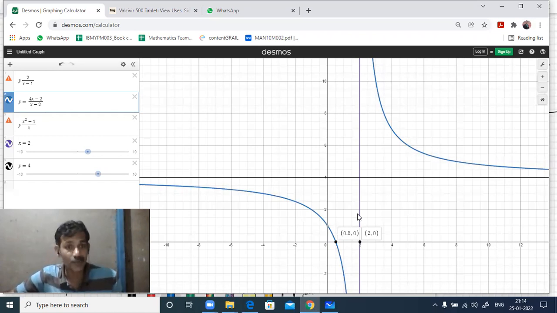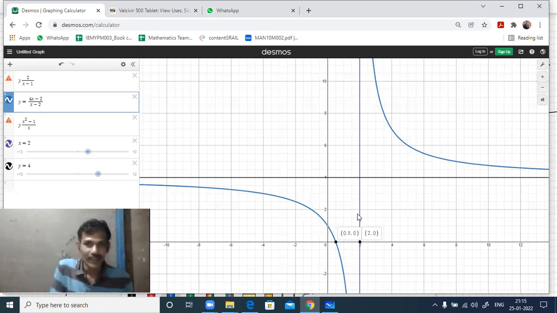Your horizontal asymptote is there. That time what happens, we'll see. When x is approaching minus infinity, y is approaching 4 from the left side. Similarly, when x is approaching plus infinity, y is approaching 4 from the right side. This nature also we have discussed.